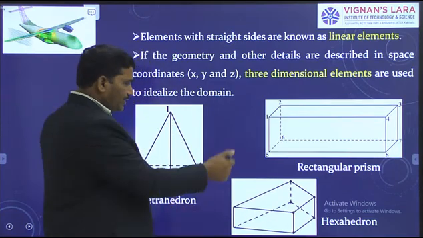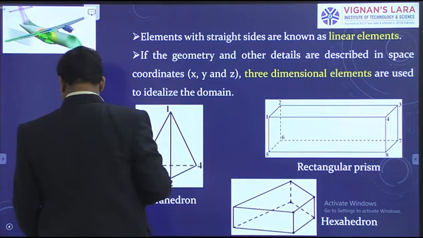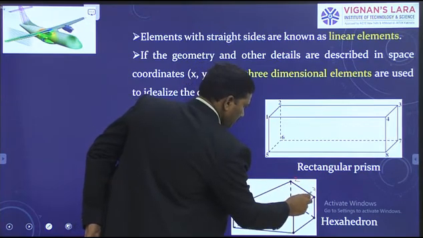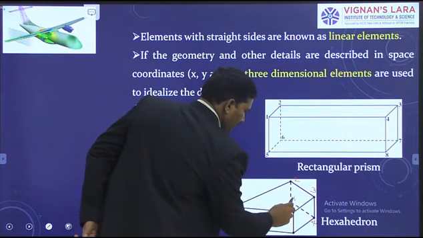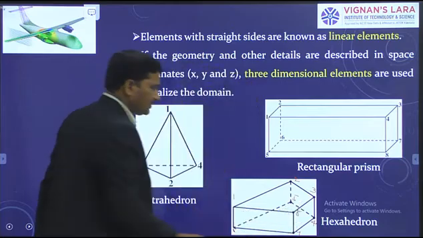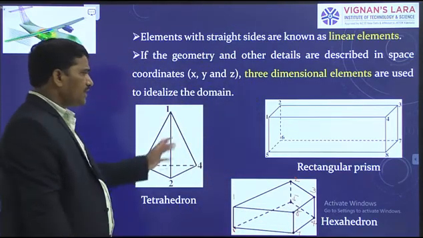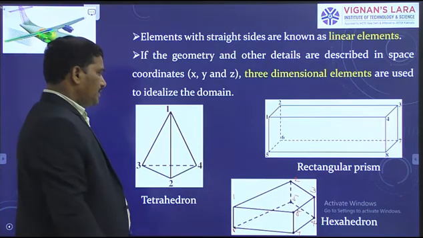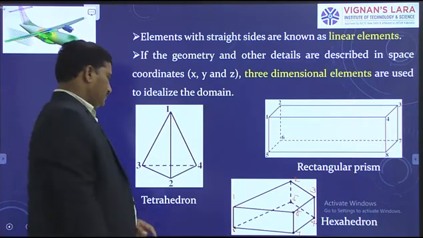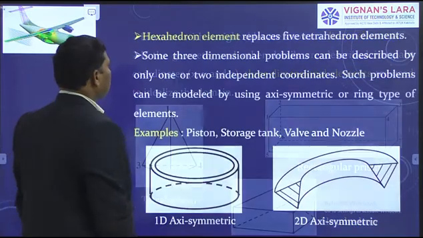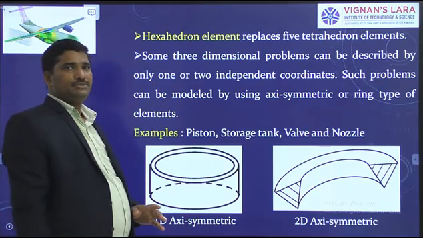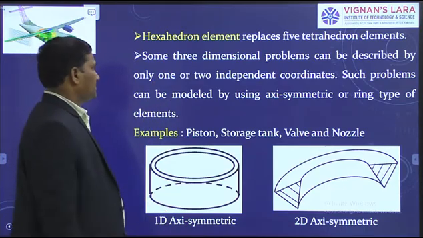Next one. Hexahedron. How many nodes does it have? Let us start counting. 1, 2, 3, 4, 5, 6, 7 and 8. 8 nodes it connects. These are the three-dimensional elements. We can use these elements to discretize a three-dimensional domain. Hexahedron replaces 5 tetrahedron elements.